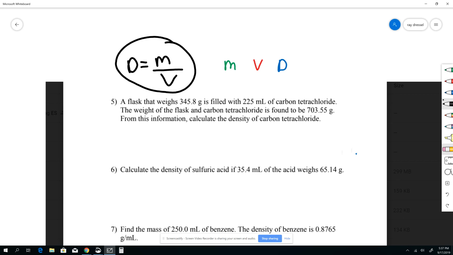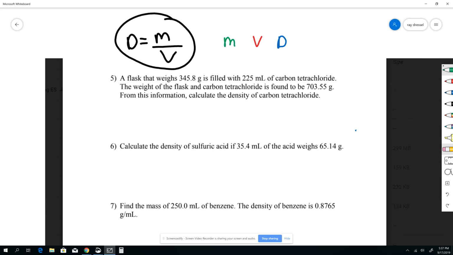For each one of these, like question 5, it talks about a flask that weighs 345.8 grams. This is the starting weight of the flask, which is filled with 225 milliliters, so that's going to be a volume, of carbon tetrachloride. The weight of the flask and the carbon tetrachloride in it, so this is flask plus the carbon tetrachloride, was found to be 703.55 grams. Calculate the density from this information.